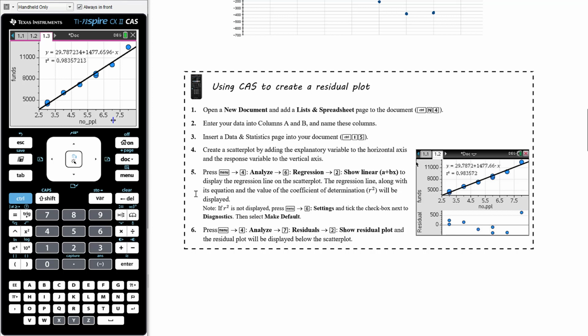Now this can be quite an efficient way to find your equation of the least squares regression line by simply doing it via entering the data in the lists and spreadsheets, and then instead of doing menu 4 1 4 in the lists and spreadsheets, plot the scatter plot and plot the line of best fit on the scatter plot, where you'll get the equation from there.